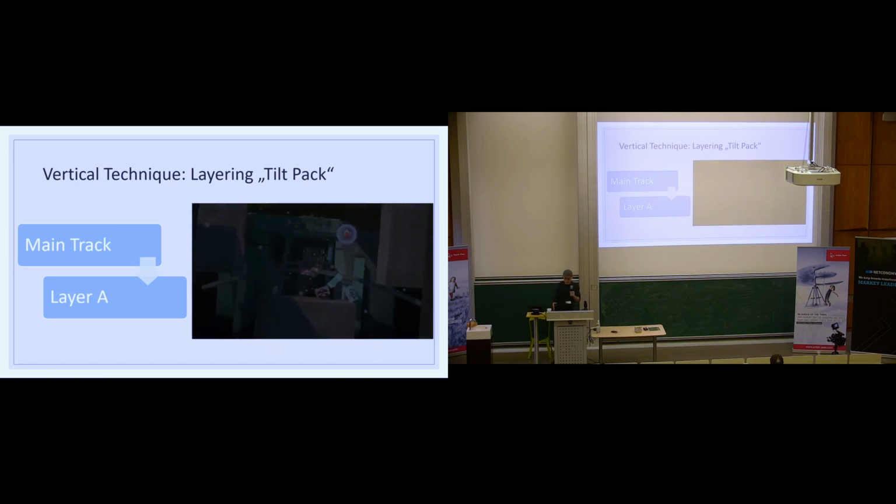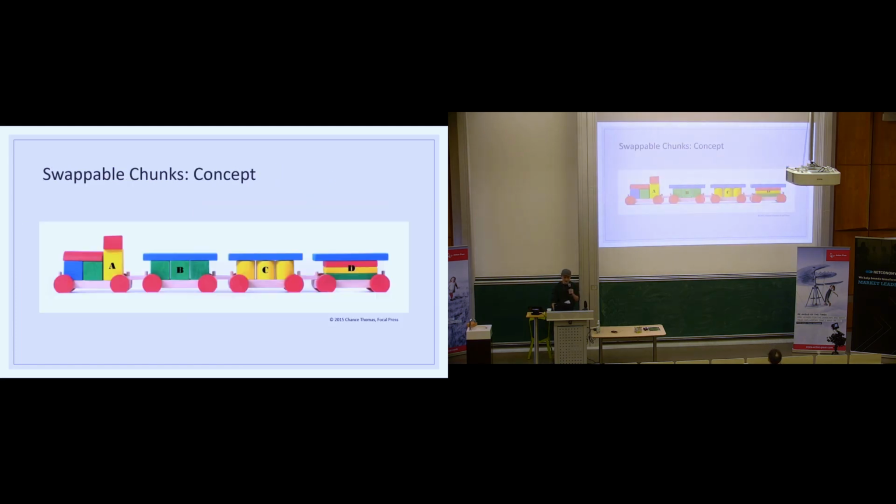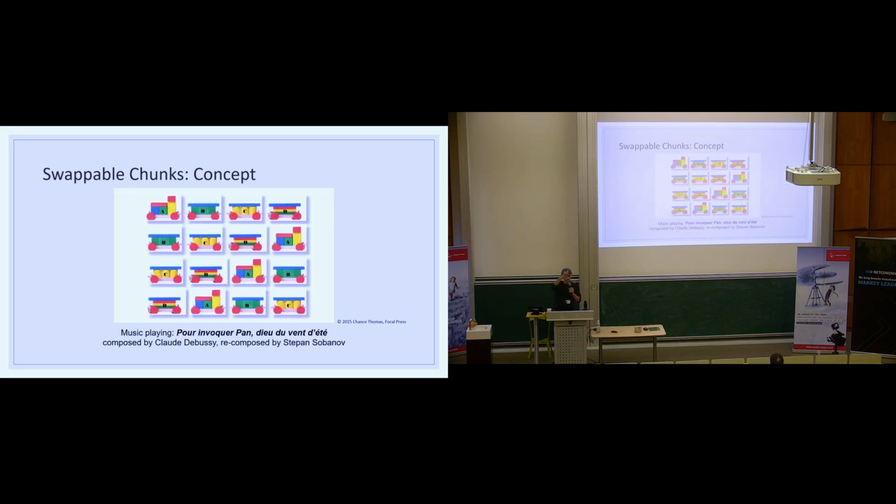Okay. So now to the main topic of this talk. The concept, I first read about it in a book by Chance Thomas. It's called Swappable Chunks. The idea is to take a composition, a music piece, and separate it into multiple chunks or phrases, and then reorder it. The order can be purposefully done, or, depending on the piece, random or algorithmic.